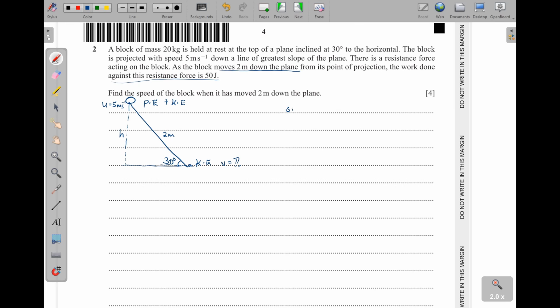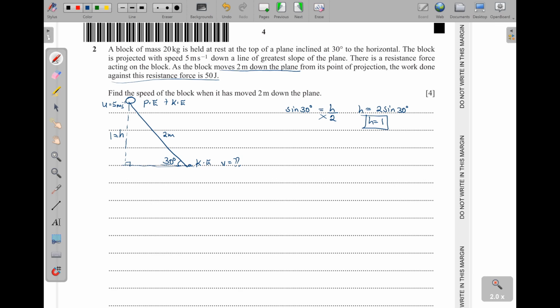Using SOHCAHTOA, sine of 30, I want to find this vertical height. So sine of 30 is equal to opposite, which is h, over hypotenuse 2. When I cross multiply, h is going to be 2 sine of 30. But sine of 30 is a half. So that means a half of 2 will be 1. You see that? So our h here is equivalent to 1.